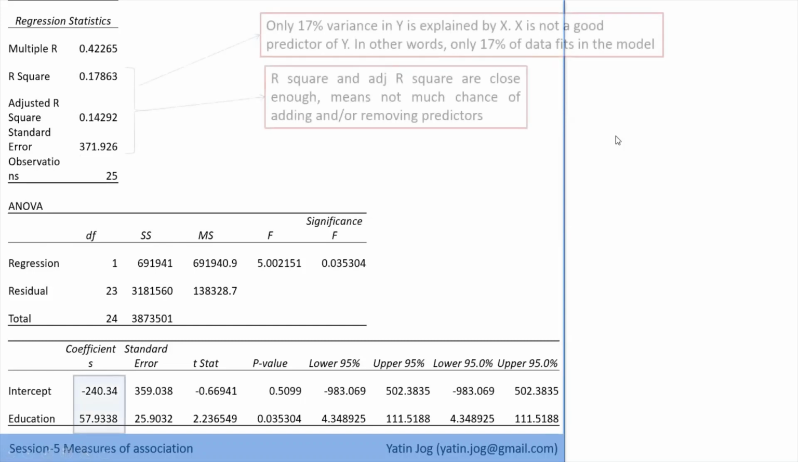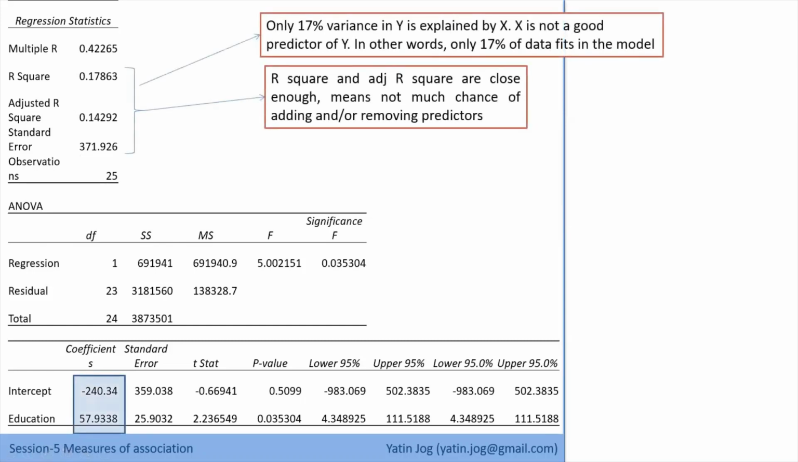In case of R square, in this example, if it is 0.17, that means only 17% of variance in Y is explained by X. That is what we have discussed. So X is not a good predictor of Y. In other words, only 17% of data fits into the model. Whatever model we have defined using these coefficients, Y equal to something plus something, if I want to use this model, only 17% of data is fitting into the model. So this is not a good model, or X is not a good predictor of Y.